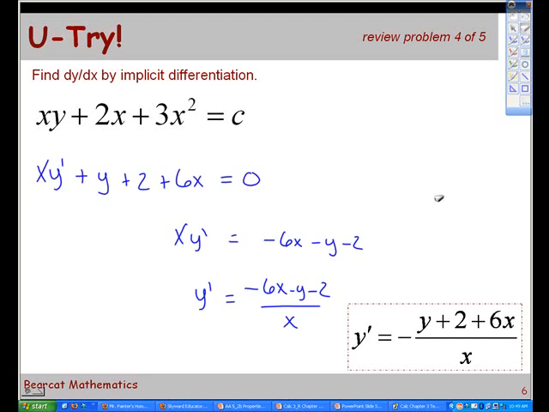Which x? The derivative of 2x is 2. That. The derivative of 3x squared is 6x. Yeah. The y, these first two terms came from the product rule from that term. Okay.